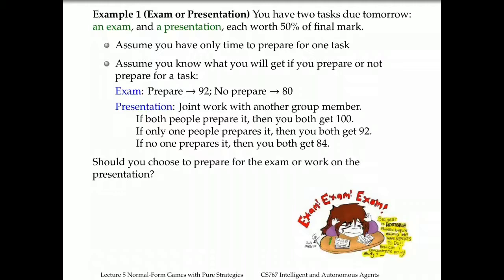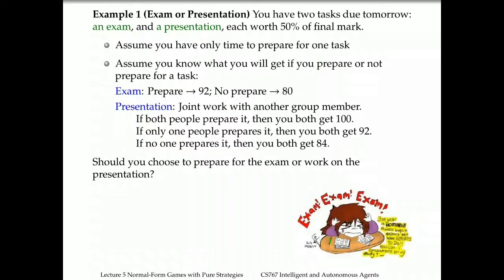And we cannot make a decision if we do not describe the details of the payoff functions. First of all, the exam and the presentation are each worth 50% of the final mark, so they have the same weighting.